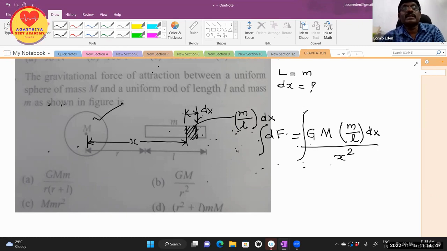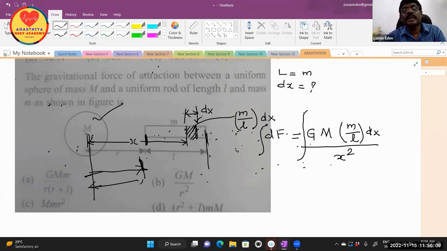What is the limit for this portion? This rod starts at the distance R and ends at the distance L plus R from this point. The lower limit is R and the upper limit is L plus R. Now apply the upper limit R plus L and the lower limit R, and integrate this value.